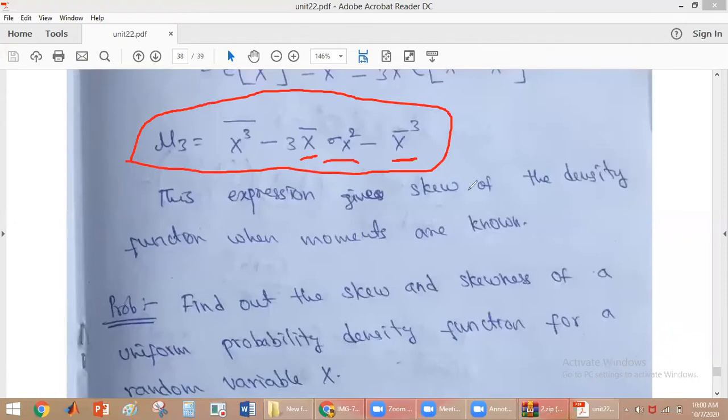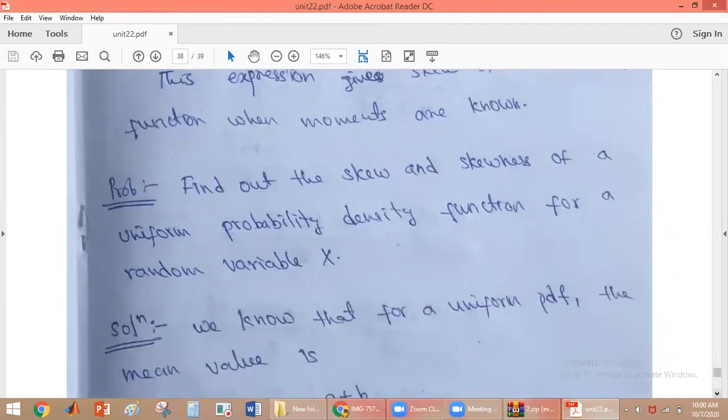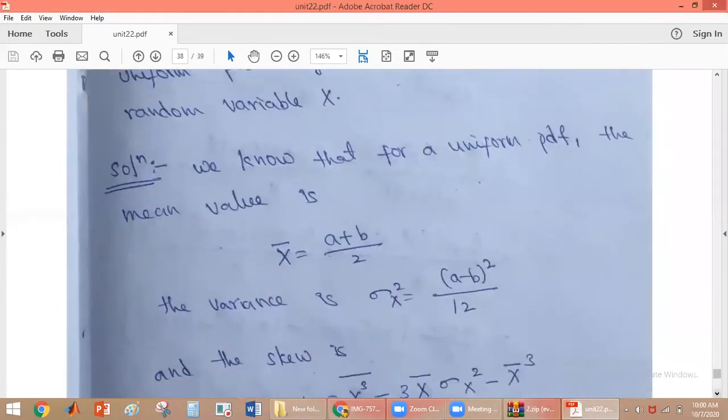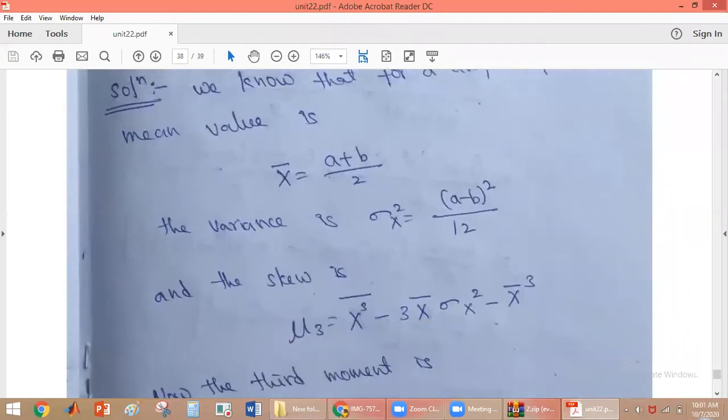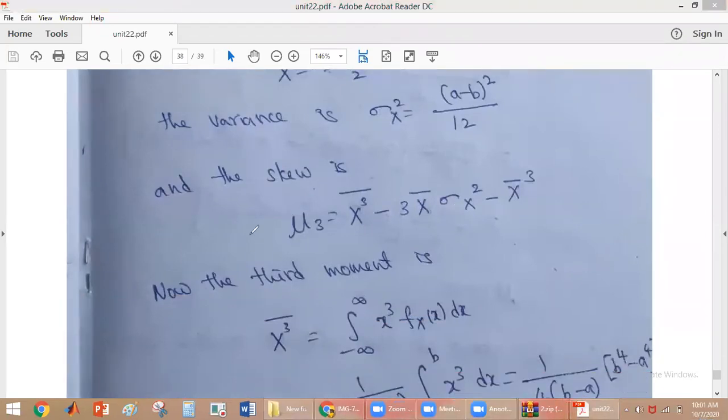Sigma x square. Okay, so in the previous examples we have already solved what the mean value and variance value of a uniformly distributed random variable are. The mean value is x bar is equal to a plus b by 2, and variance is given as sigma x square is equal to a minus b whole square by 12. Okay, so this we have already solved in the previous examples, and just now we obtained the equation for skewness.